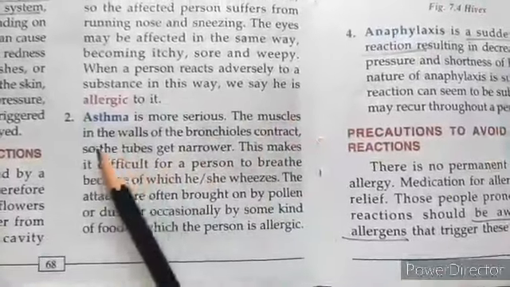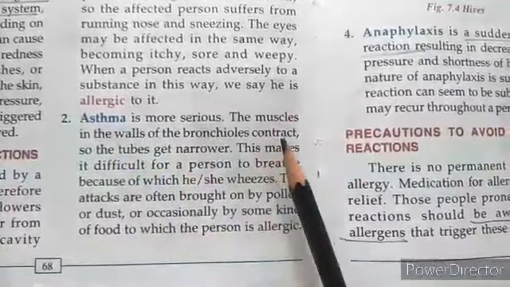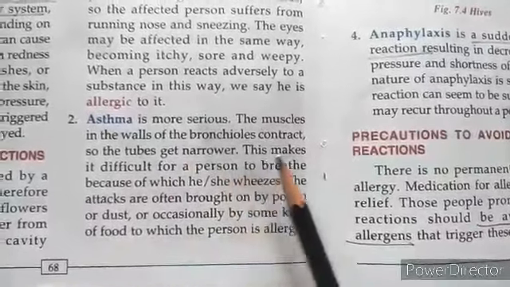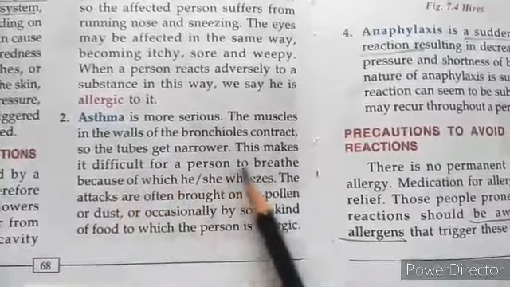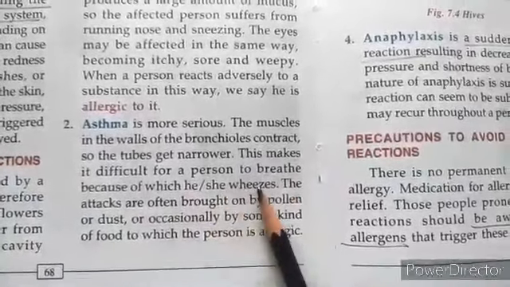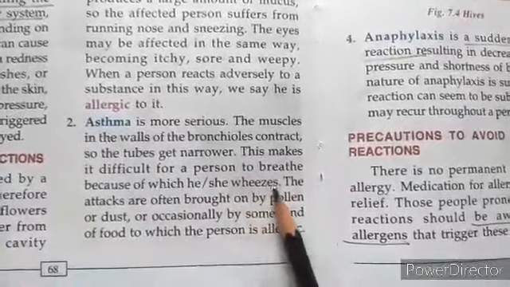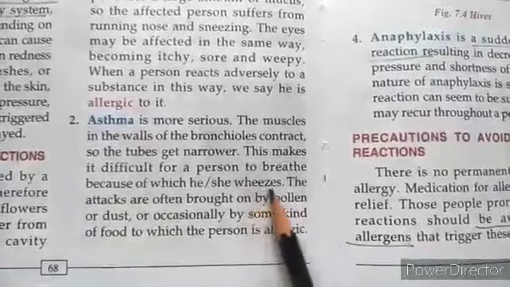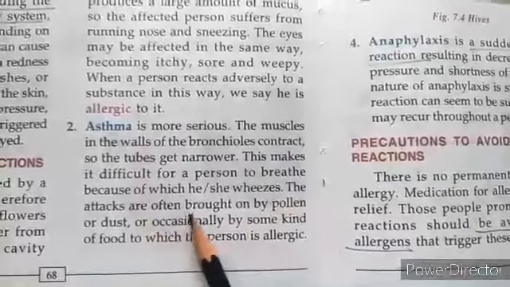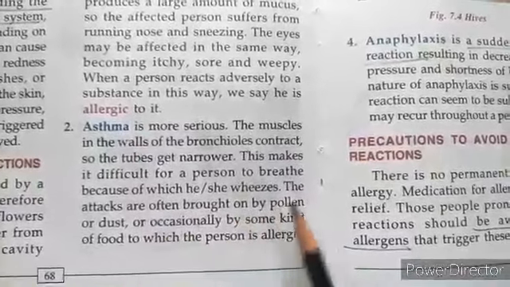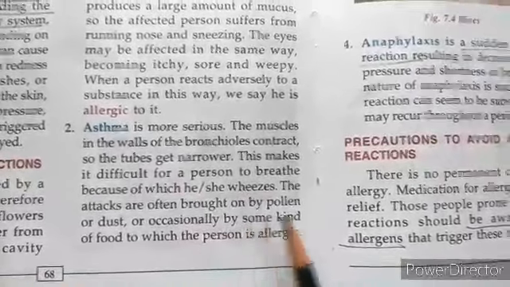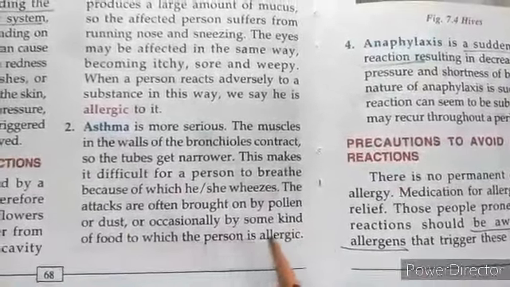The muscles in the wall of the bronchioles contract, so the tubes get narrower. This makes it difficult for a person to breathe, because of which he or she wheezes. Wheezing means a sound that comes from the chest because a person has difficulty in breathing. The attacks are often brought on by pollen or dust or any kind of allergen or any condition that a person is allergic to.